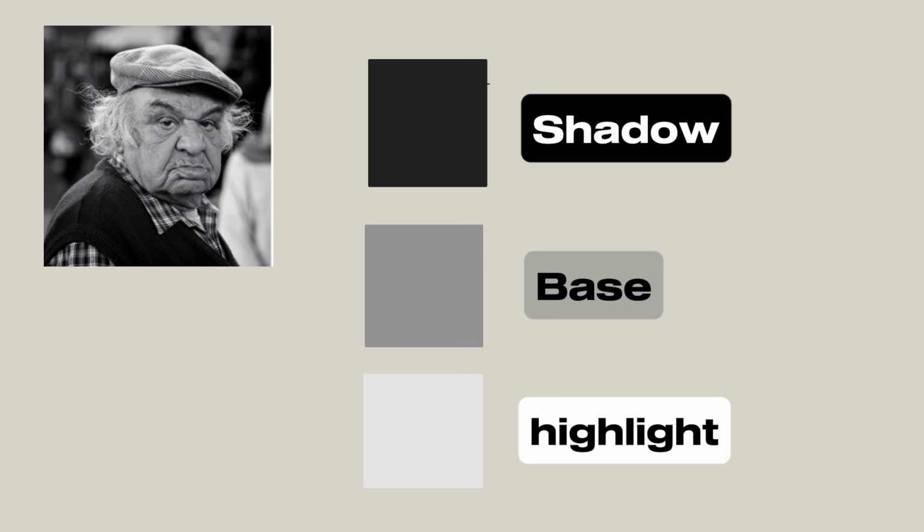As their names imply, shadows are the darkest part of the photo, highlights are the brightest part of the photo, and the midtone is the tone in between the brightest and the darkest part. These three combinations form our basic value range.